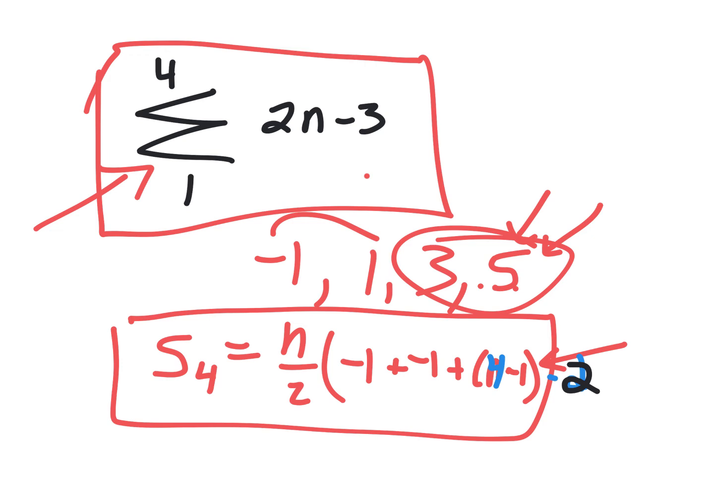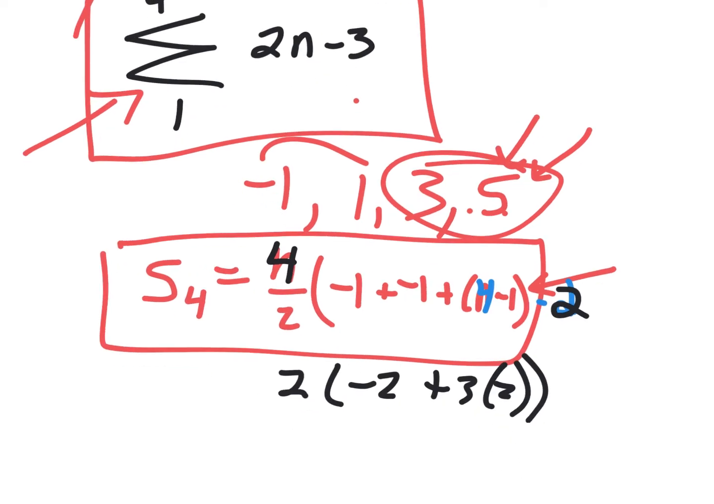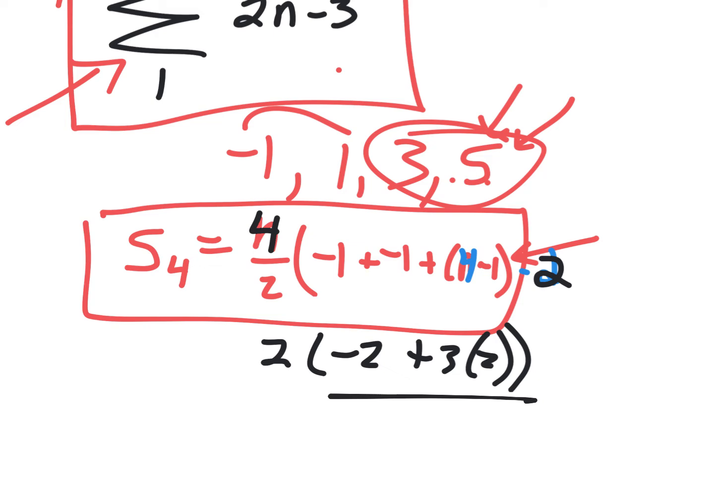Cool. And n was actually 4, so we should put that here too. So it's 2 times parentheses negative 2 plus 3 times 2. So then this part becomes 4 times 2 makes 8. And that adds up to 8. Cool. All right, next, a little more challenging kind.